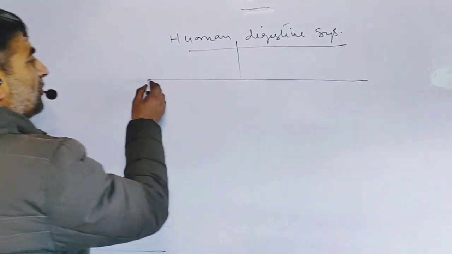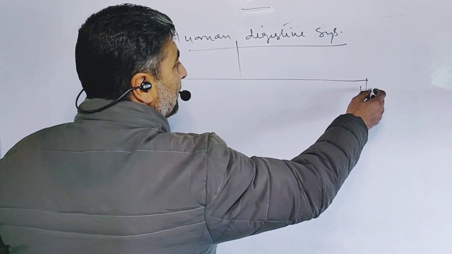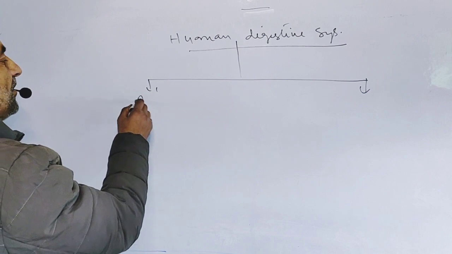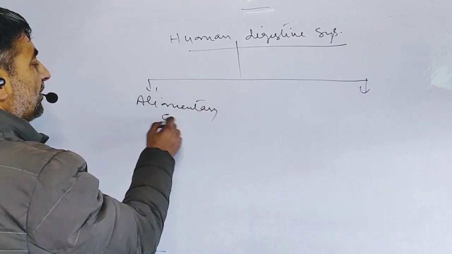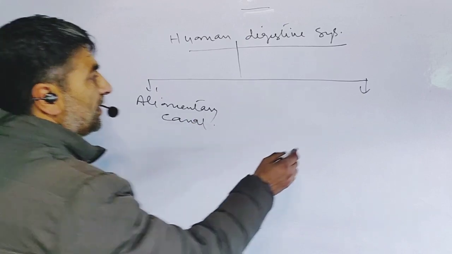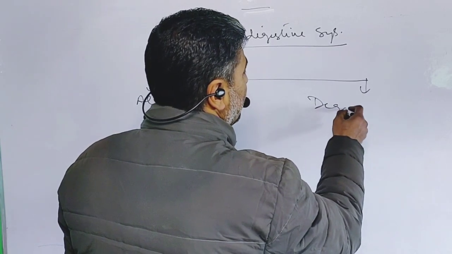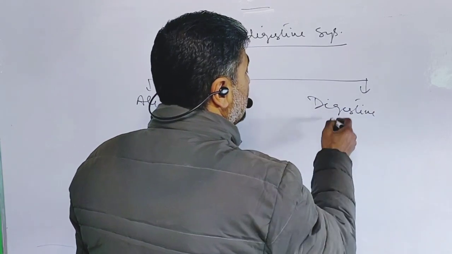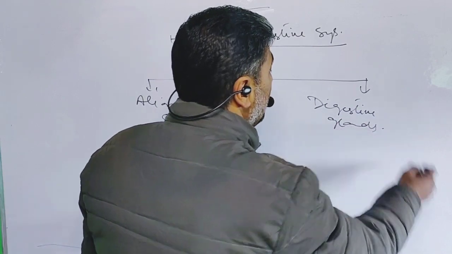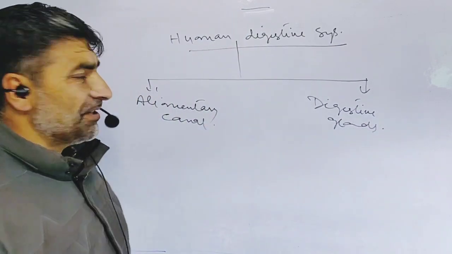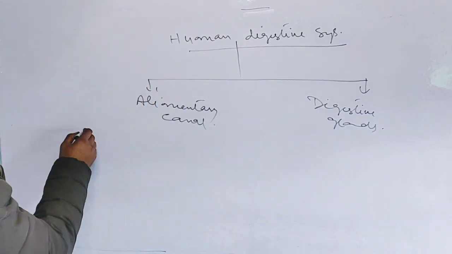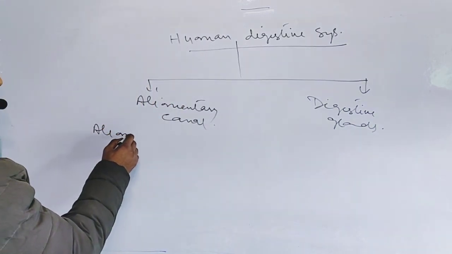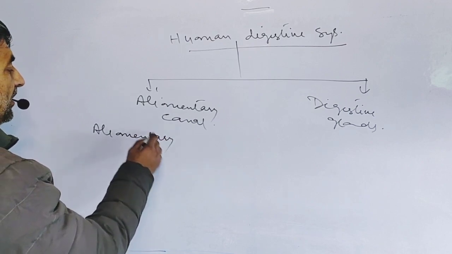it is divided into two main parts. One is alimentary canal. The another part is digestive glands. Alimentary canal and digestive glands. Okay. So let us take alimentary canal first.